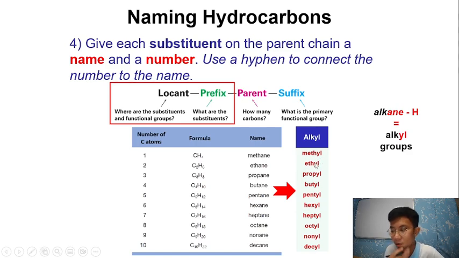Okay? So, magbigay tayo ng mga examples. Ngayon, may mga rules pa. So, yun yung mga medyo nagpapa-complicate dun sa pagbibigay ng pangalan ng organic compounds natin. Kasi mga rules tayong dapat masunod. Okay. So, tandaan natin ha, na methyl, ethyl, propyl, butyl, pentyl, hexyl, heptyl, octyl, nonyl, and decyl. Okay?